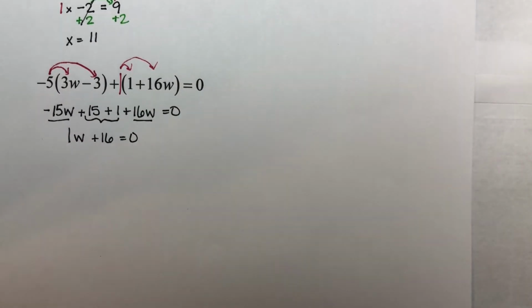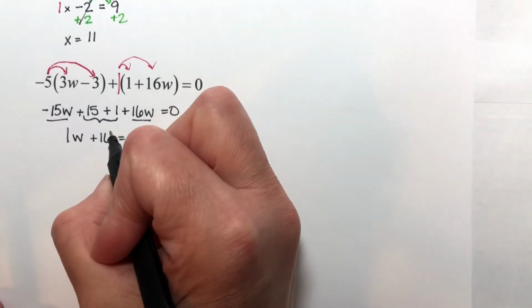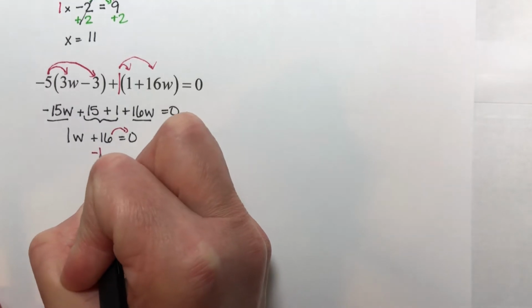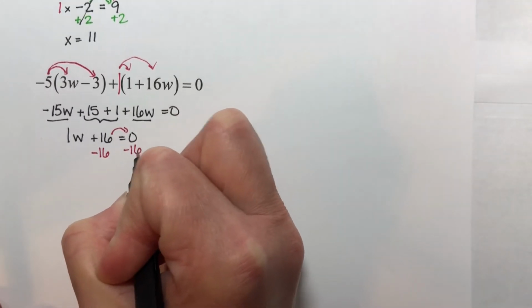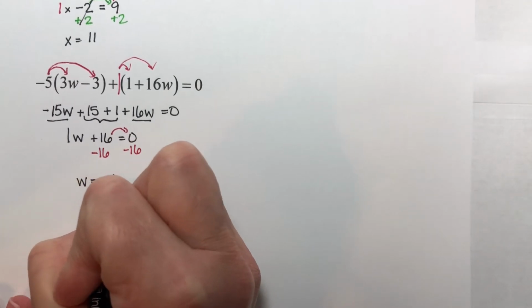Now, this side is as good as it gets. I have a 0 over here. I want to get that 16 away from the w, so I need to undo that. To undo that, subtract 16 from both sides, and you end up with w equals -16.